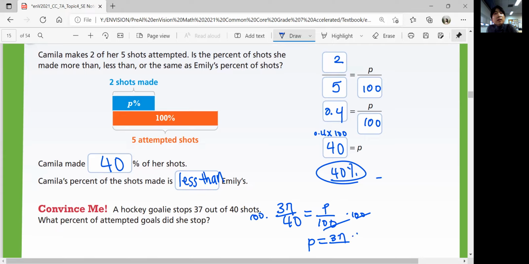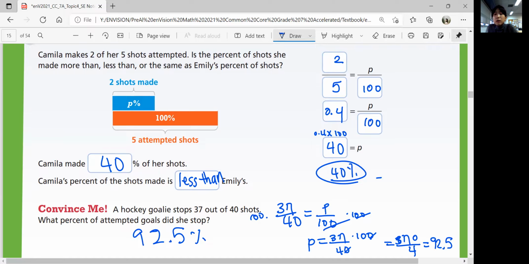And 37 times 100 divided by 40 would be your percentage. You can simplify these and say, oh, I can just multiply 37 by 10 and divide it by 4. And that's going to be about 92.5. So 92.5% would be the percentage of the hockey goalie.